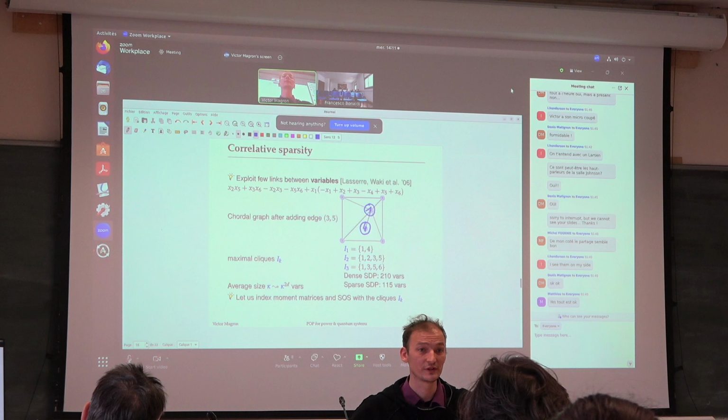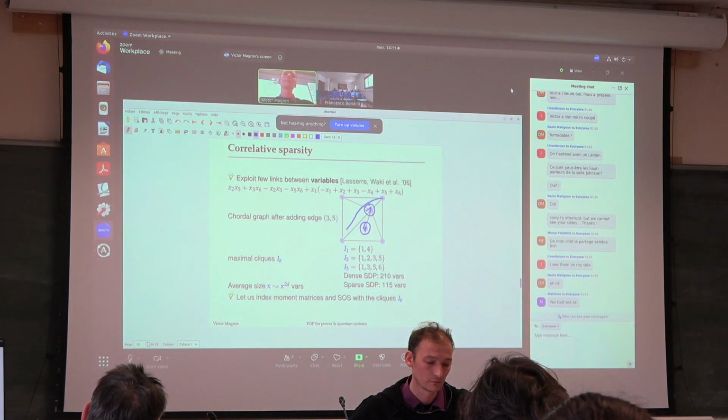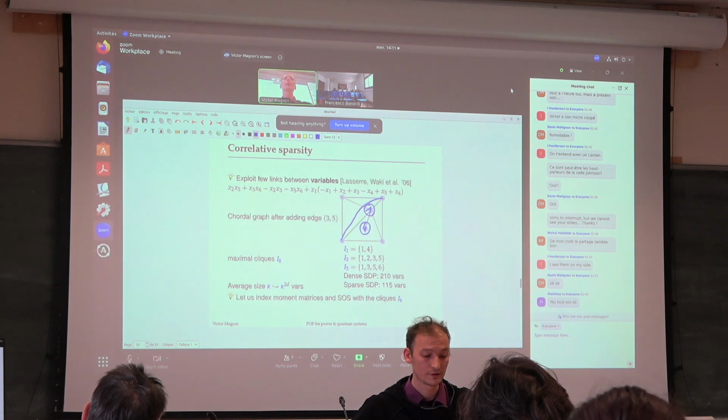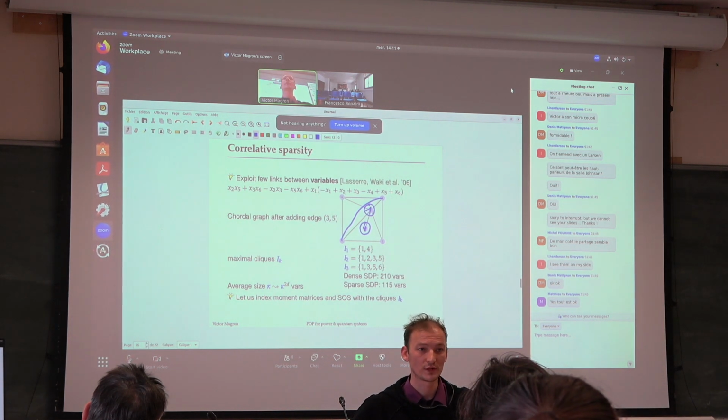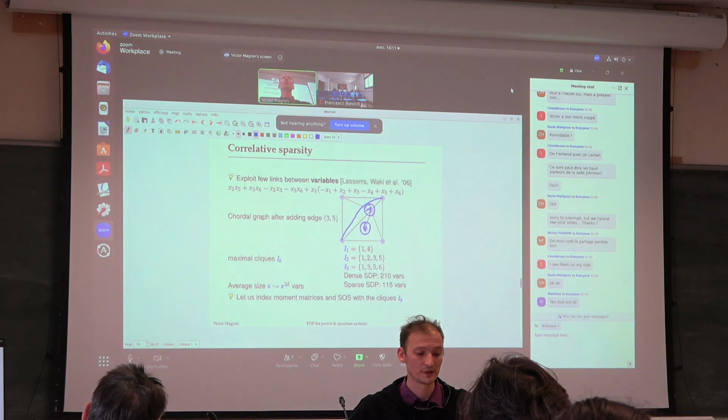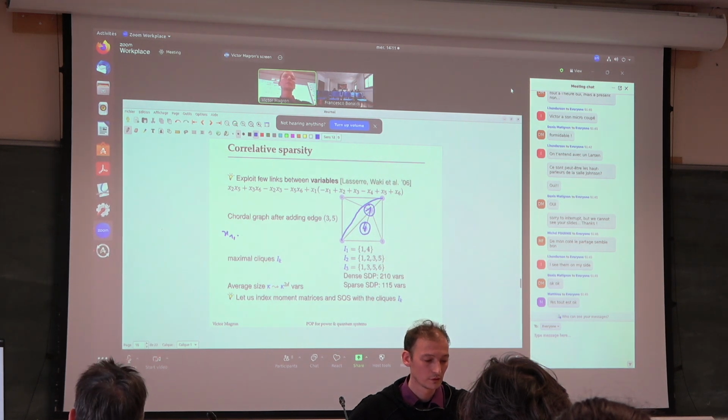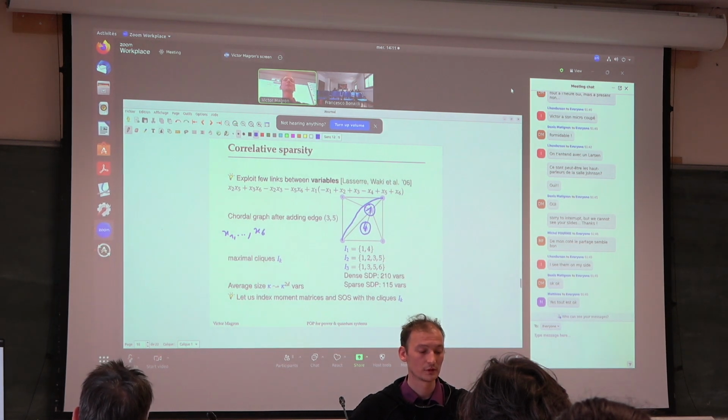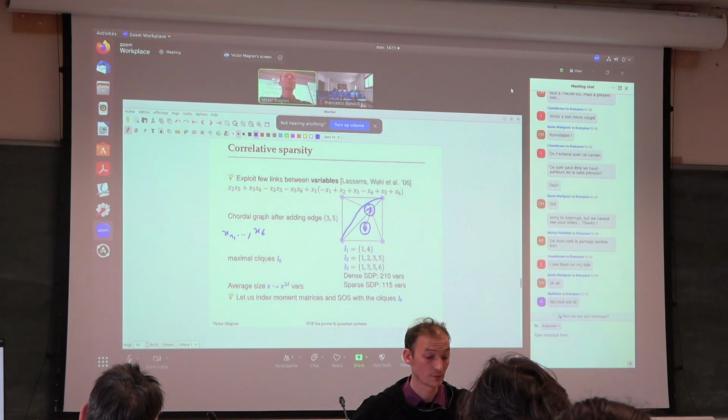And actually, this graph is not chordal, because at the beginning there is no direct chord between 3 and 5. But then, same, you can make it chordal, so you can add an edge here, right? And then, as for the matrix case, you can compute the maximal cliques. And the very basic idea of sparse polynomial optimization is that instead of considering x1 to x6, you will just consider the subsets of variables corresponding to these cliques.